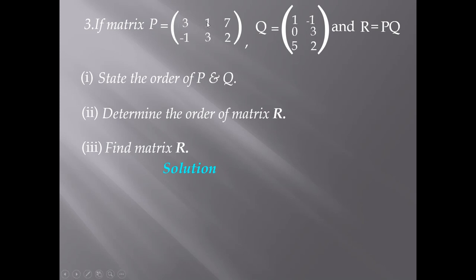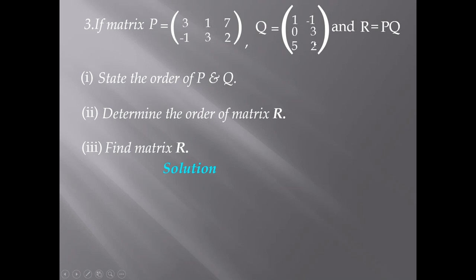So this is row 1, row 2. So it has 2 rows. And how many columns? 1, 2, 3. So therefore, matrix P is a 2 by 3 matrix. 2 by 3 meaning that it has 2 rows and 3 columns.